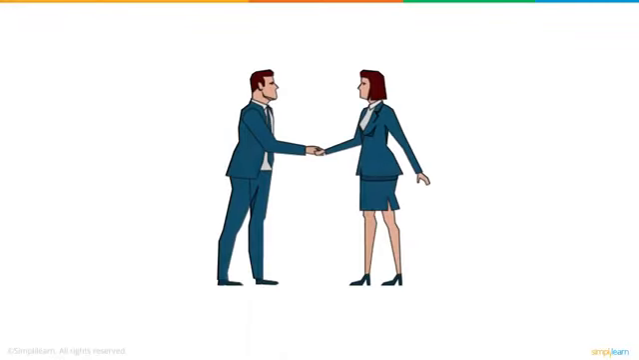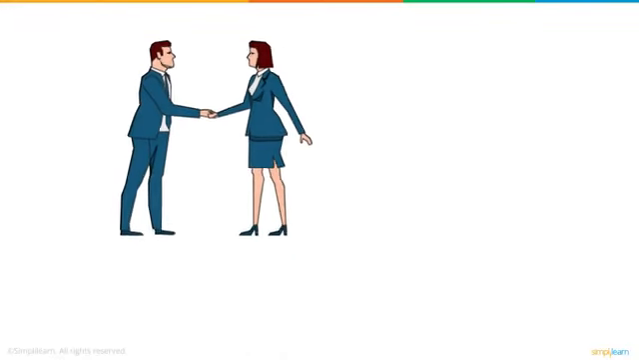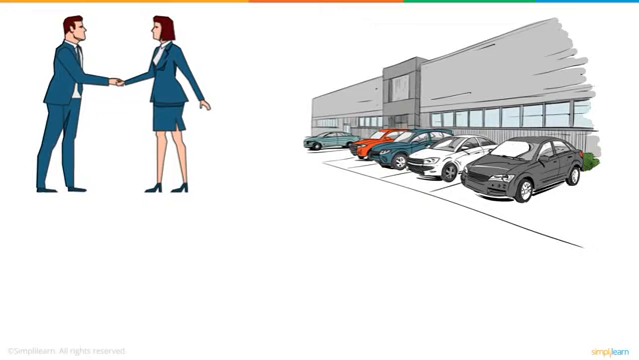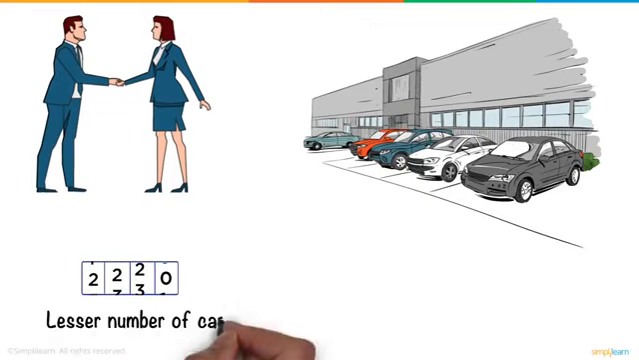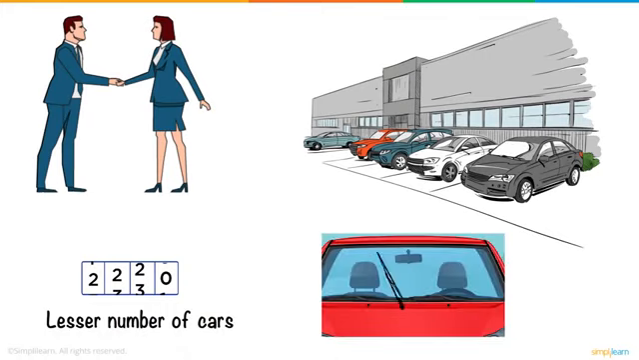Imagine you've been tasked with a really important project at work. The company you're working for produces luxury cars. The production numbers are going down, and a lesser number of cars are getting manufactured each day. There also seems to be an issue with the quality of the windshield wipers that go on these cars.